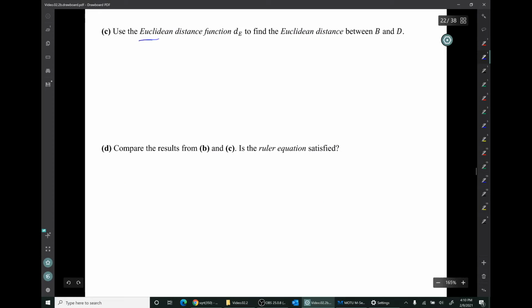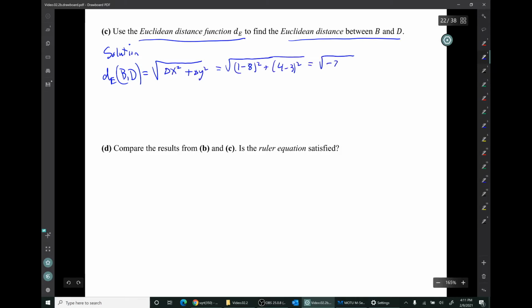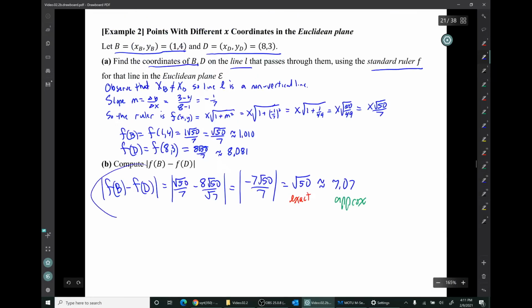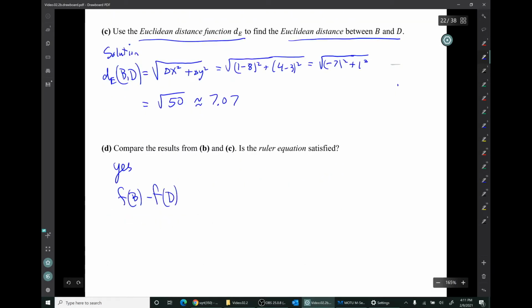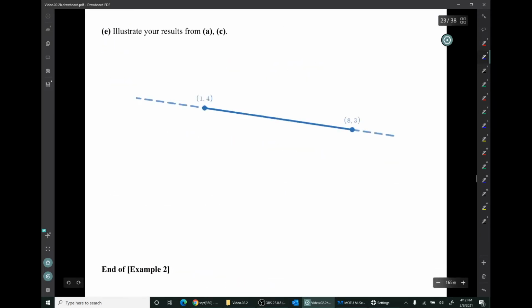Question C. Use the Euclidean distance function to find the Euclidean distance between B and D. So notice that the Euclidean distance is the same value that we got using this calculation. So the standard ruler formula for that Cartesian line using the Euclidean distance function does work. Question E is to illustrate the results from A and C. Well, here's line L. Now, how can we illustrate this?